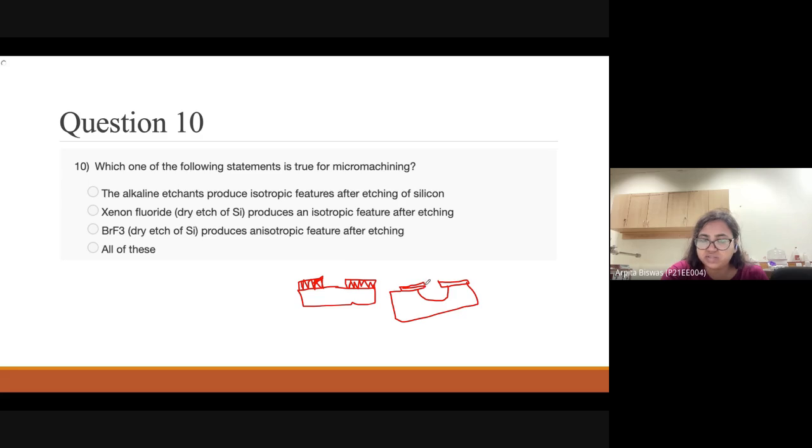We don't want this undercut, we want this type of structure, the straight one. But it is isotropic, so it etches in both directions, below and to the sides. So this is called the undercut. This is one of the issues of isotropic etching.